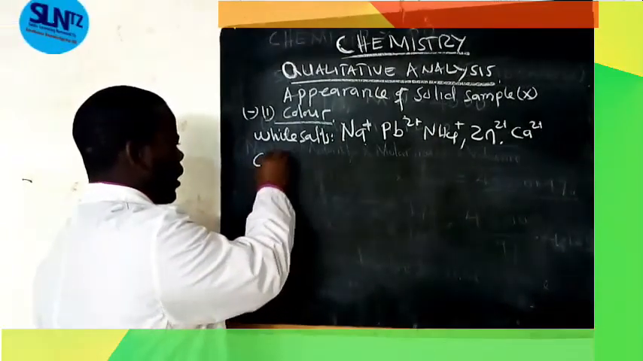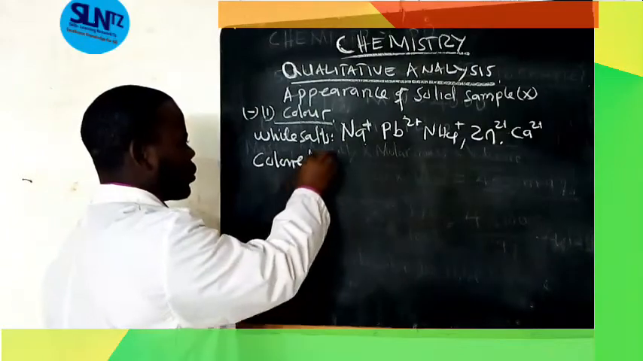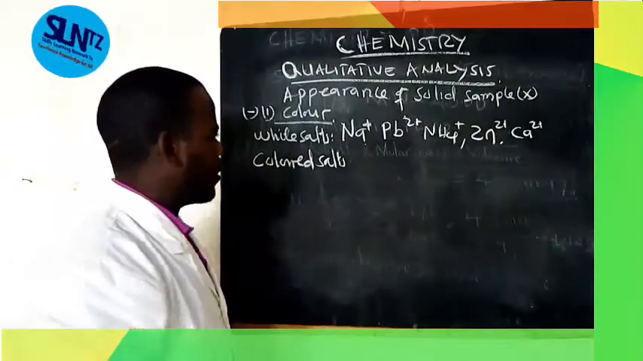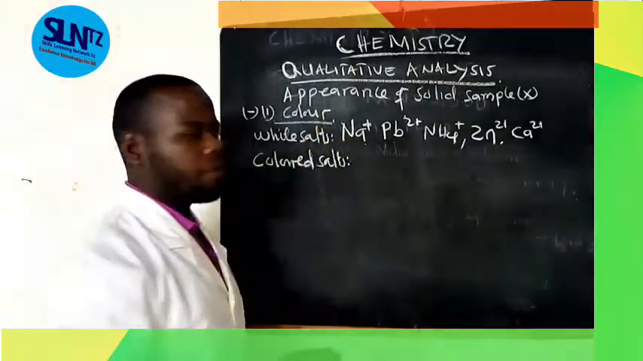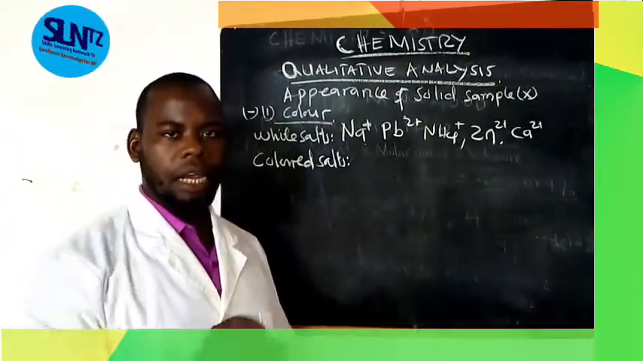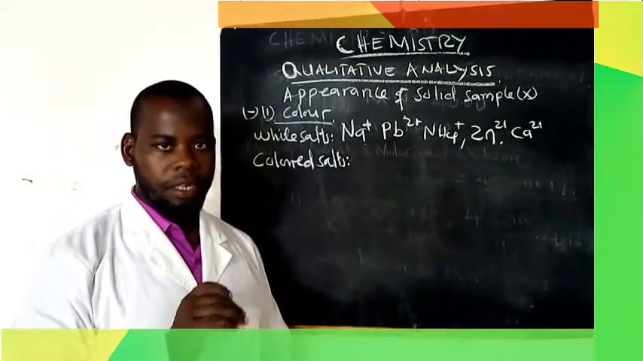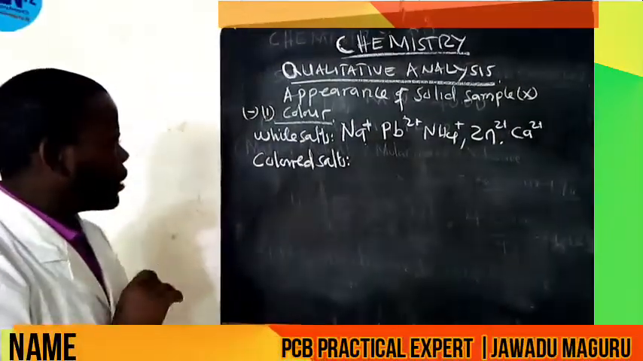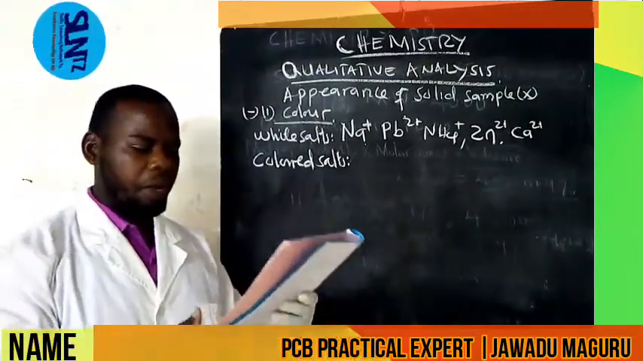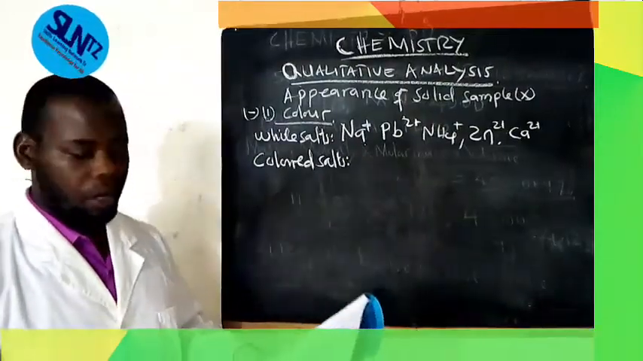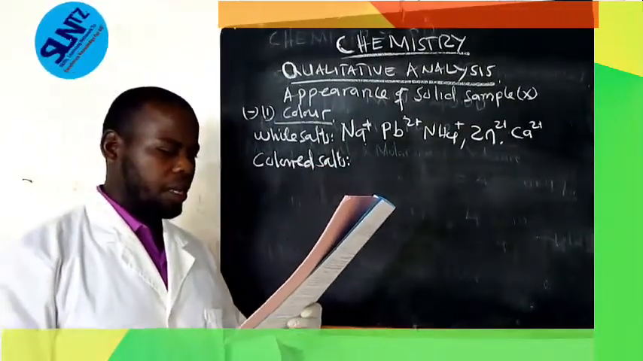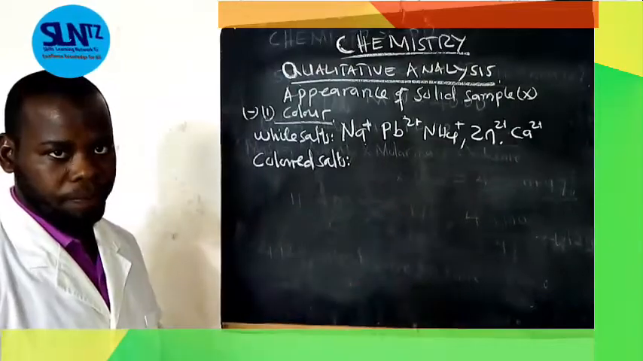And then we say a colored salt. Let's say we have different colored salt. Even white is a color, but we want to differentiate it from other colors, right? So for a colored salt, when you open your sheet here, we have blue, we have pale green, we have yellowish brown, we have blue, we have green, and the yellow or light green.